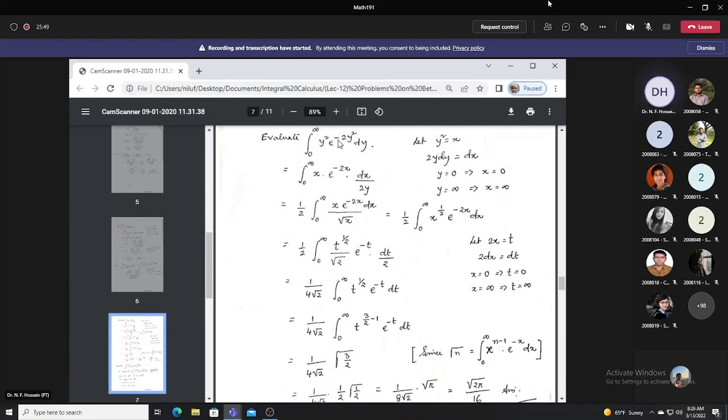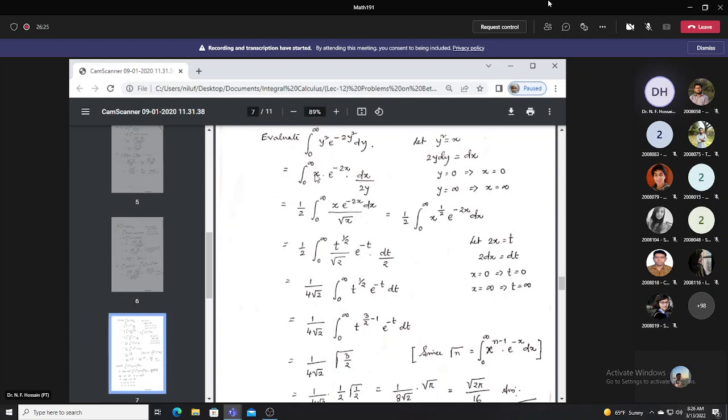Here I have done this integral using substitution twice, but actually we don't need two substitutions. From the very beginning you can write 2y square equal to x, so the second substitution will not be necessary. Anyway, let us try to understand this one. Suppose just y square equal to x. So 2y dy equal to dx. When x is 0, y is 0. When x is infinity, y is infinity. So no change in the limits.